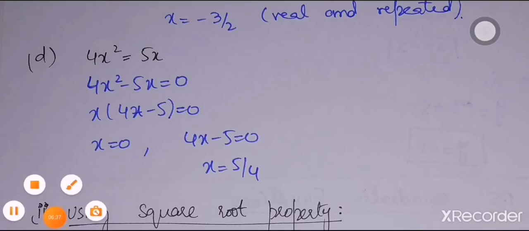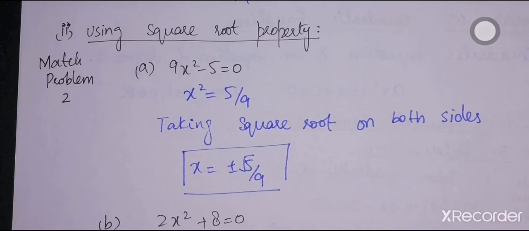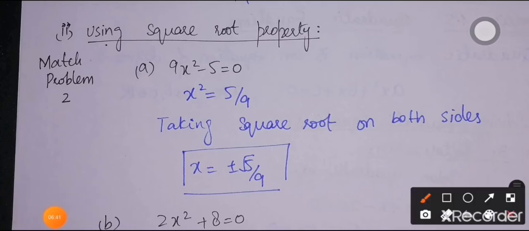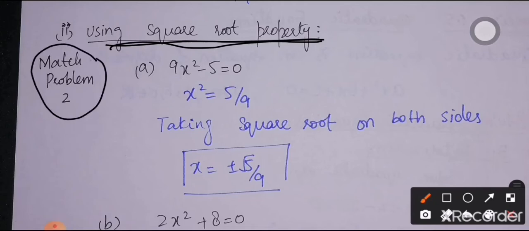Now we have the second method, which is using the square root property. That is, we will apply the square root property. So here we have match problem 2. You can go through example 2, which is already solved. So we have part A, 9x square minus 5 is equal to 0. At first we will find the expression for x square, which is 5 by 9.